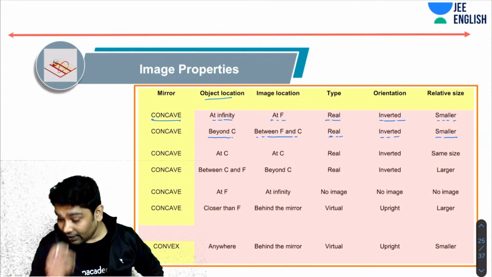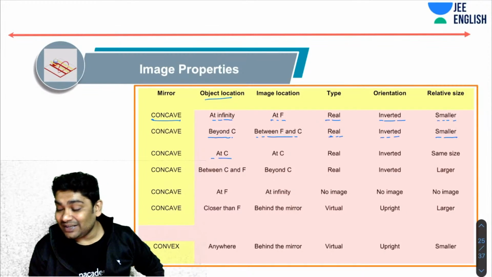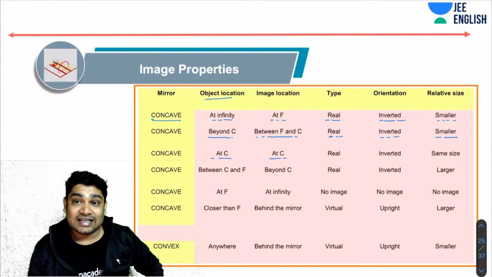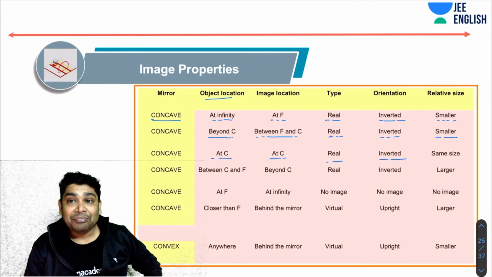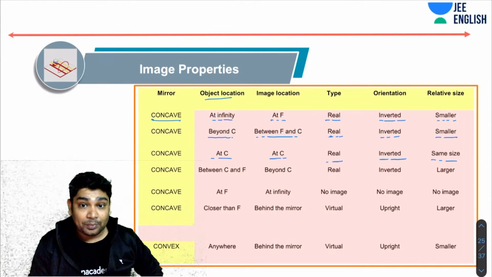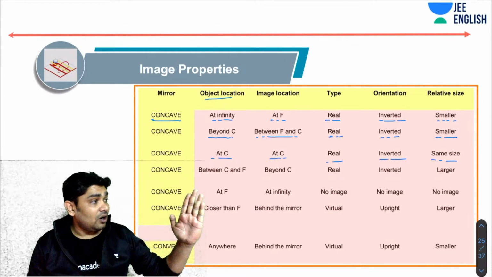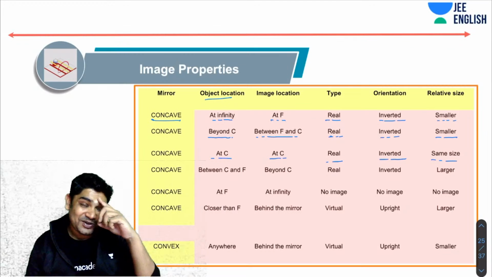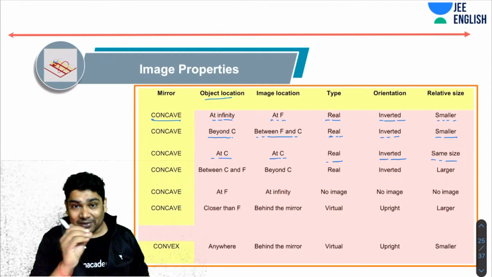Now, if the object was located at the center of curvature, then the image is formed at the center of curvature itself. It is real and it is inverted. Now it is of the same size as that of the object. Again, as your object is coming closer from infinity, you realize that the image is going farther from F and it is becoming larger and larger.